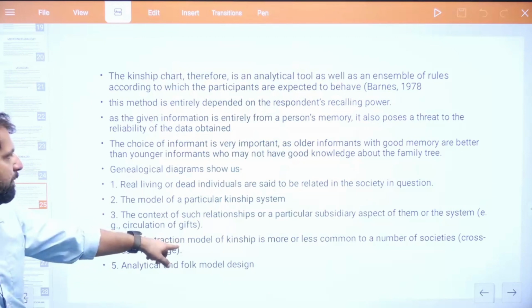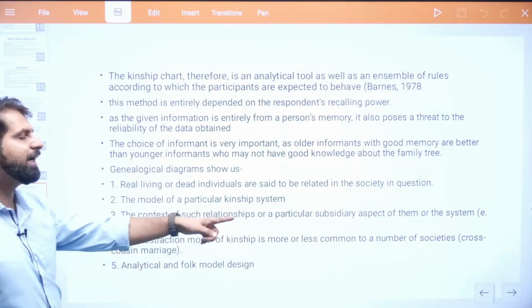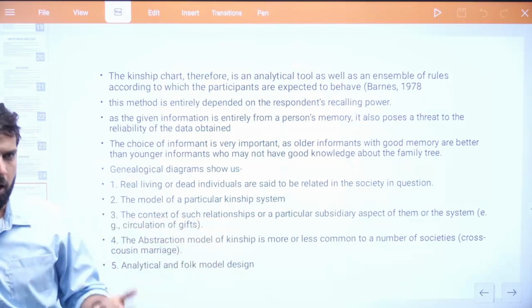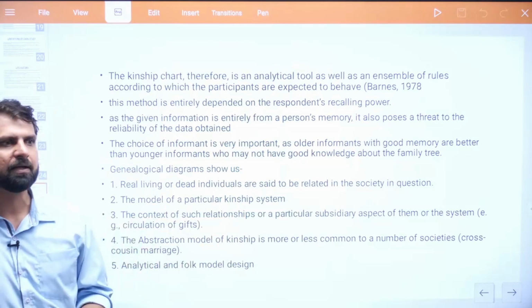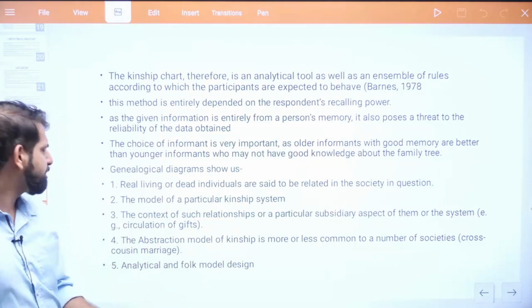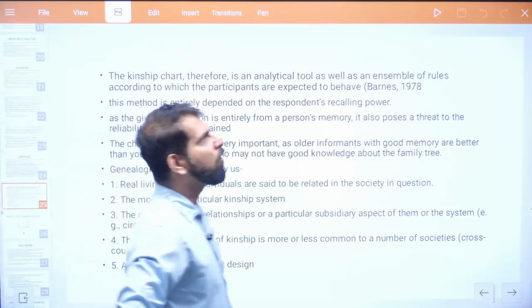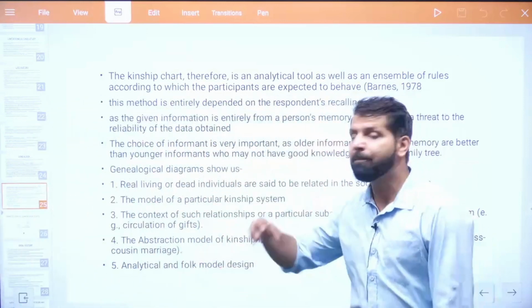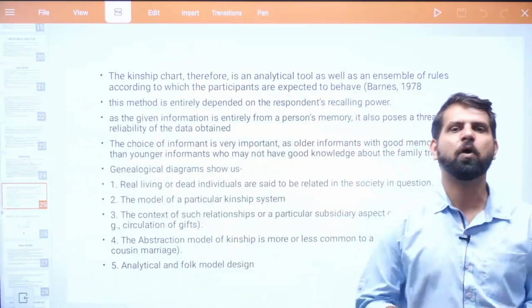The abstraction model of kinship is more or less common to a number of societies. You can identify models, like where cross-cousin marriages are prevalent, the South India case. Analytical and folk model design. So you can get into the mind of a society with the kinship models.